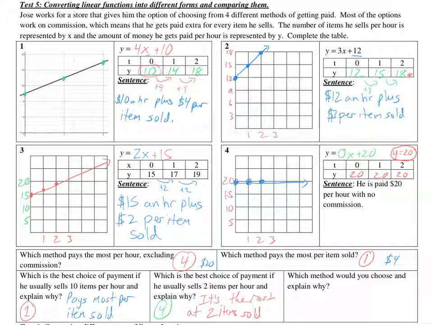So it's kind of iffy. It all depends on how many items you think you can sell to choose between all 4. So what would the answer be? It's your choice. You write whatever you think you would do, but it's based upon how many items you can sell. So I'm just going to put, it depends on how many items I can sell per hour.